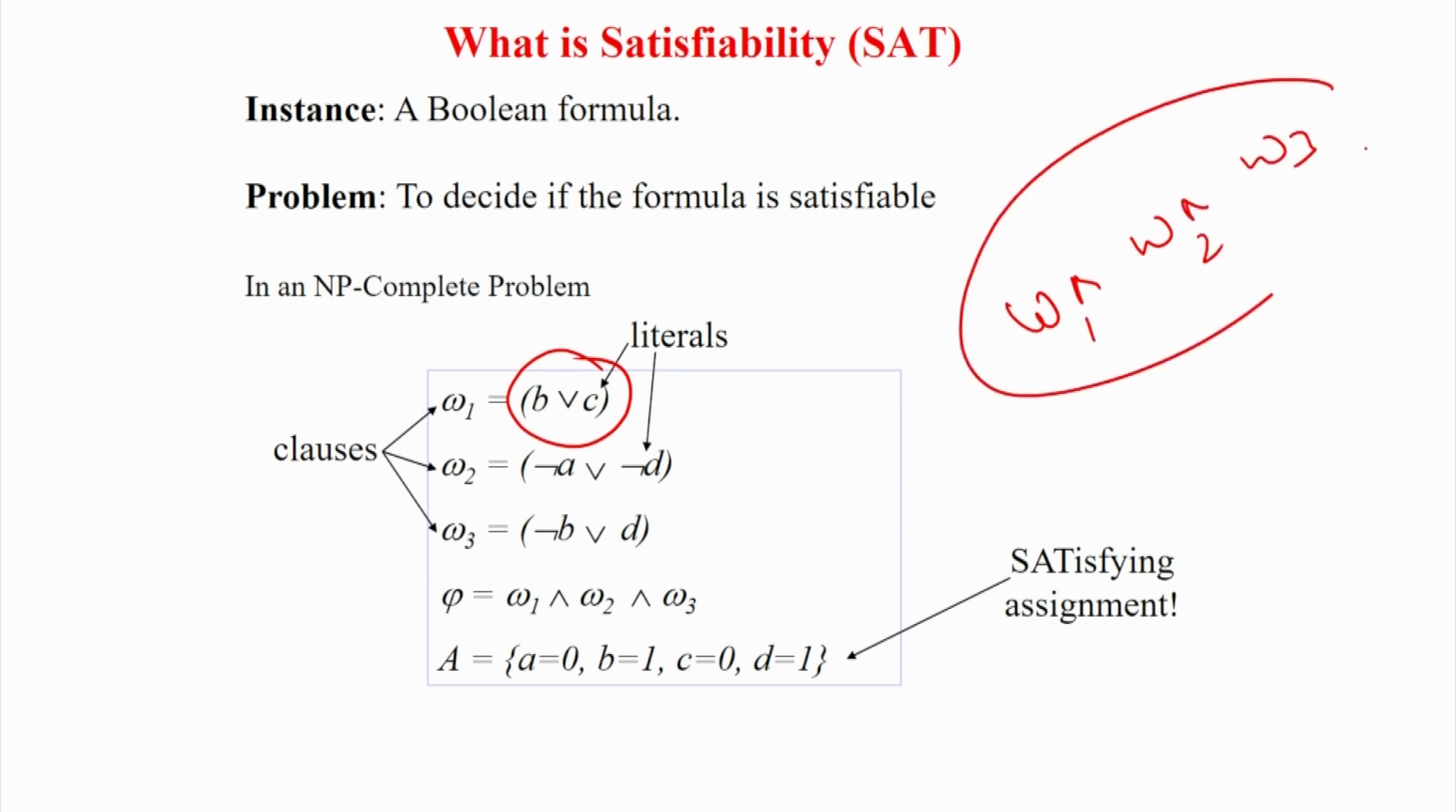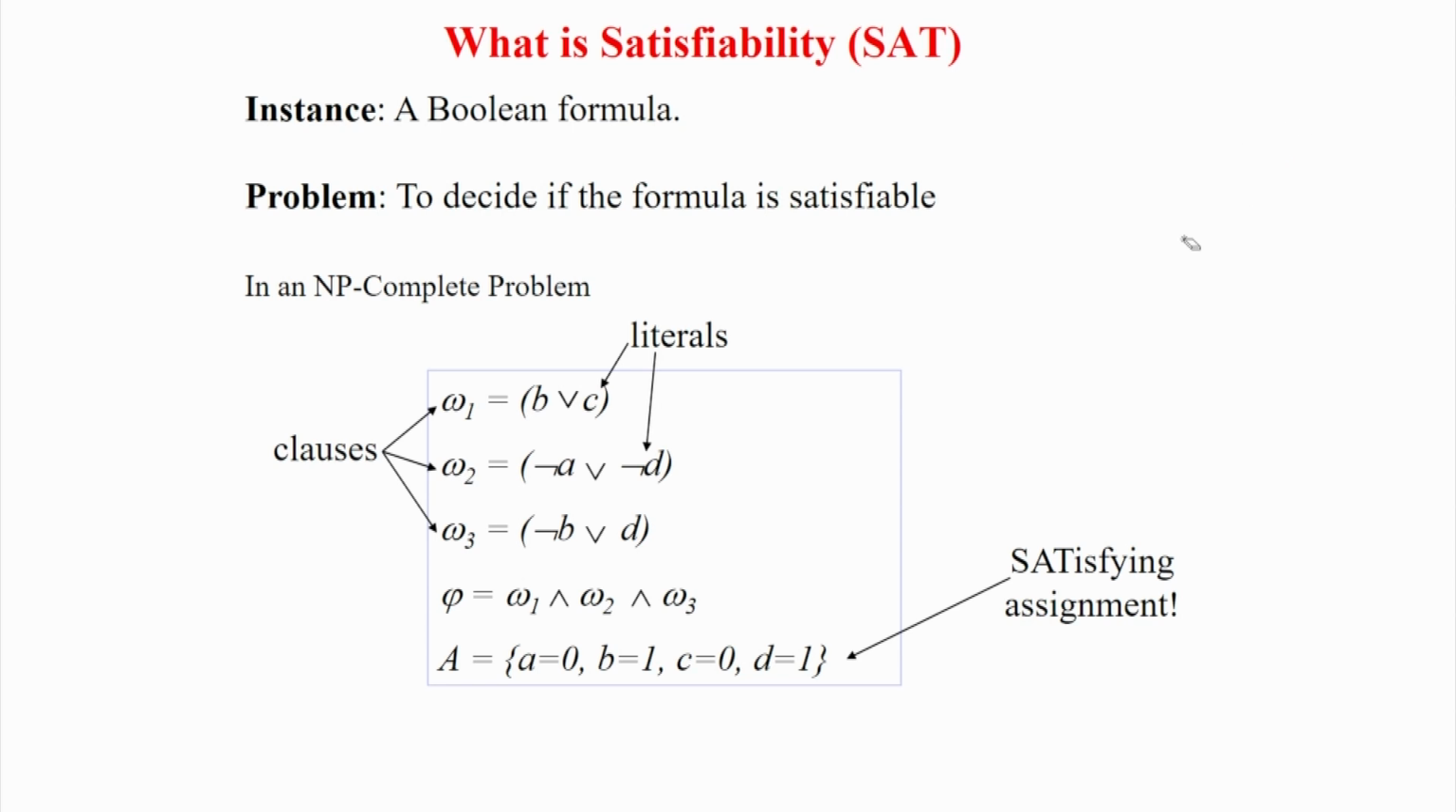So for the whole equation to be true, what should happen? Each of the clauses should be true. This one should be true, this one should be true, this one should be true. And how can a clause be true? If any one of the literals in it is true, because they are all connected by OR. So if one literal is true in a clause, then that clause is true. Now if all clauses are true, your final formula is satisfiable.